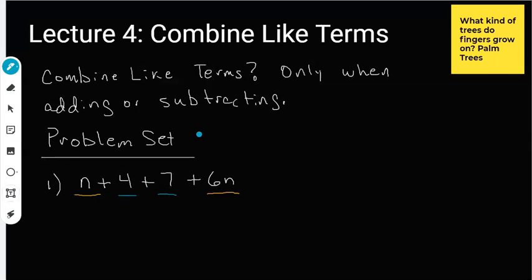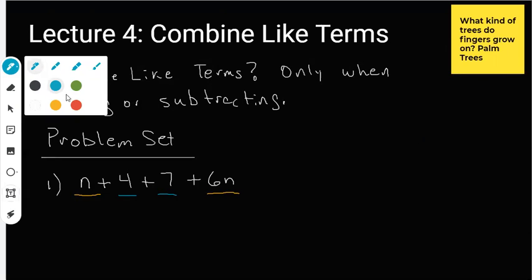So the terms that I underlined in yellow, those are my variable terms. Those are like terms. And then the numbers that I underlined in blue, those are also going to be like terms because they look alike. They don't end with the same variable, and they're both regular numbers. So we're going to put those together.